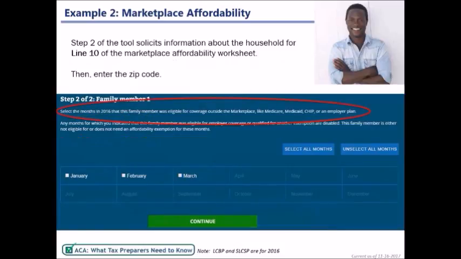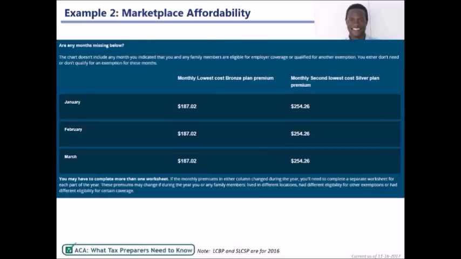And then in the next step, it blurs out those boxes because it already has the answer it needs for that. And it's asking for January through March, is that family member eligible for coverage outside the marketplace, like Medicare, Medicaid, CHIP, or an employer plan? And the answer is no, so I'm not checking any boxes.